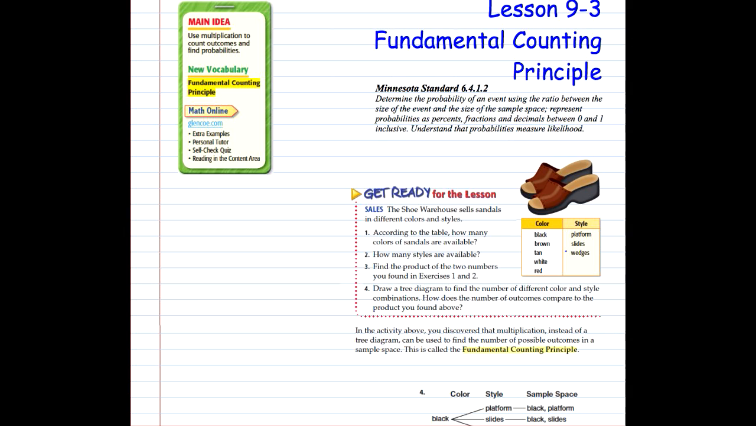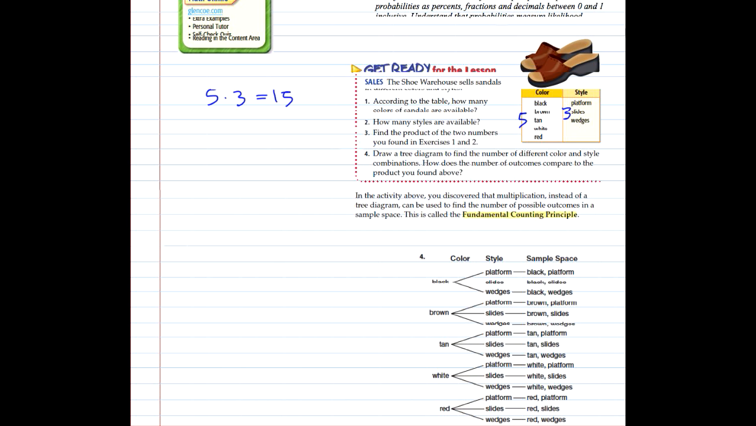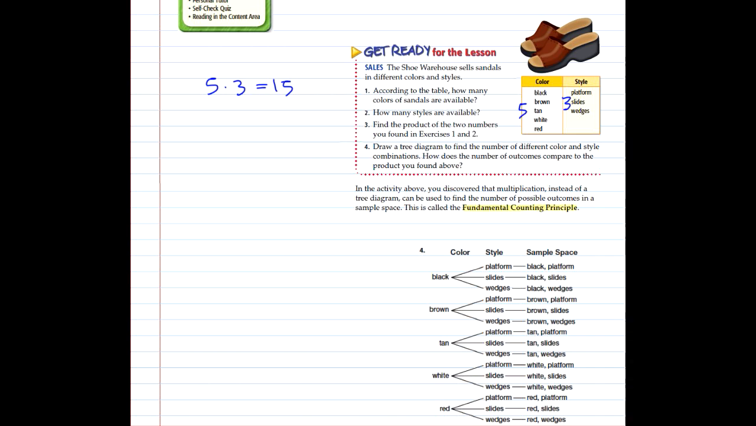How many styles are available? 1, 2, 3. Find the product of the two numbers you found in exercises 1 and 2. Well, 5 times 3 is 15. Draw a tree diagram to find the number of different color and style combinations. How does the number of outcomes compare to the product you found above?